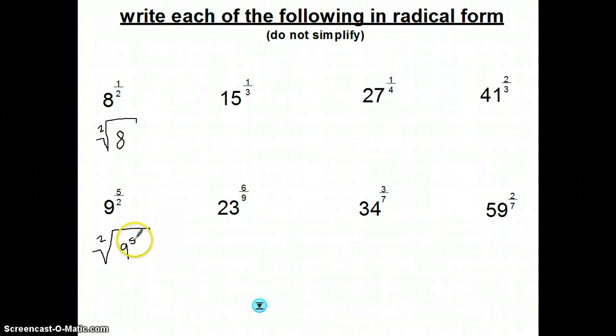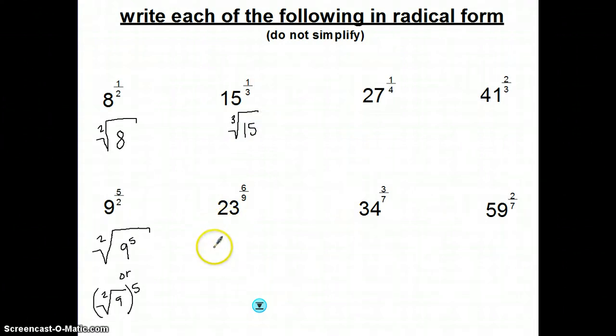You may also bring this exponent out if you would like, and write it as the square root of 9, all raised to the 5th power. It does not matter if it's on the inside or on the outside, both of them mean the same thing. To the right on the top, that denominator becomes the index, so I have a 3 for my index, and 15 to the first as my radicand, or just 15.